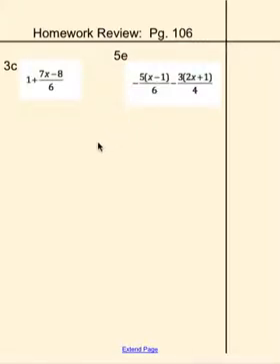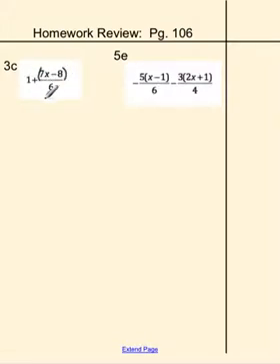Okay, so these are those two homework problems from page 106 that were a little tricky. So we're going to take a look at how we do them. The first one, I've got 1 plus the quantity 7x minus 8. Remember, those are like in parentheses here.